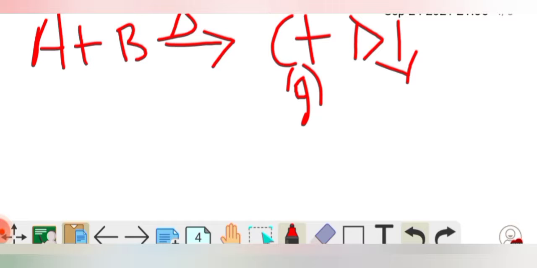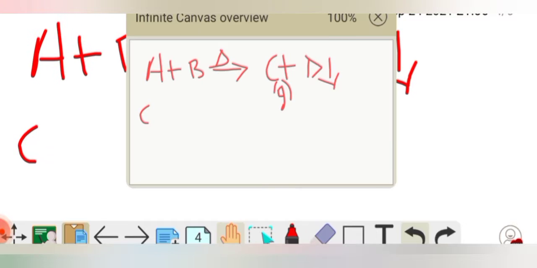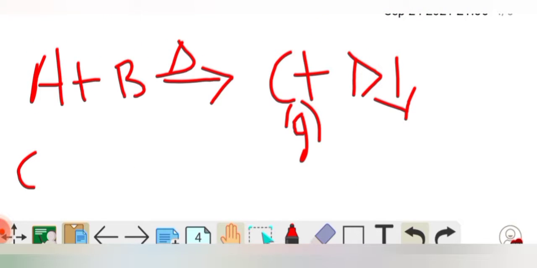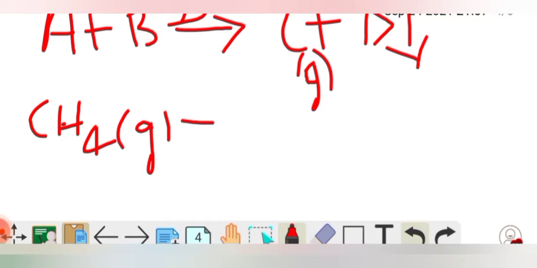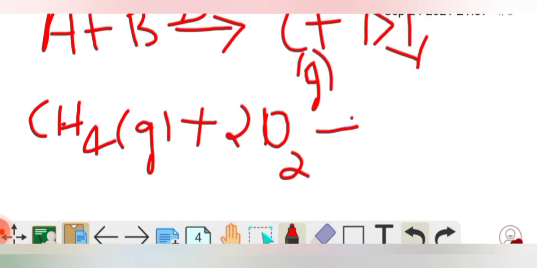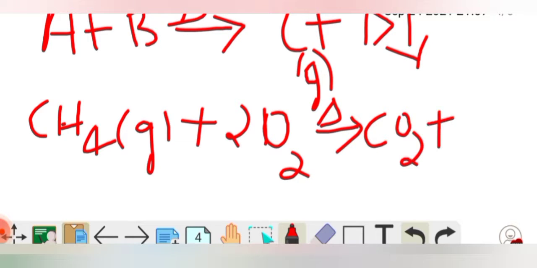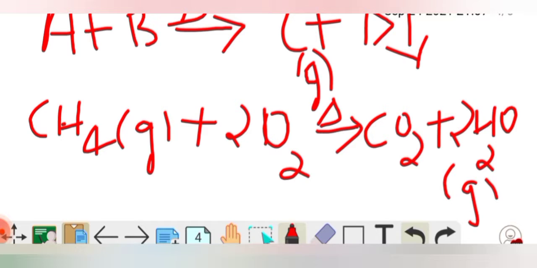I'll give you an example. Suppose this is CH4, you have to write that this is gas. You don't have to miss these statements. And when it's combined with 2O2, in the presence of heat, it forms CO2, that is carbon dioxide, and 2H2O. You also have to write gas for both of those. So this is a chemical equation.